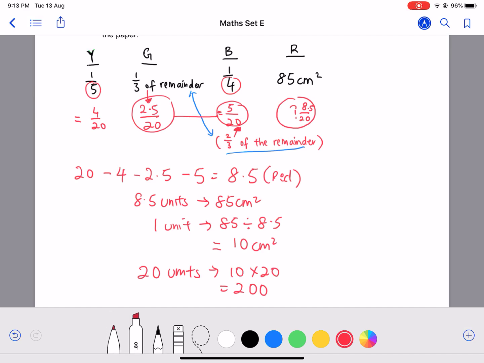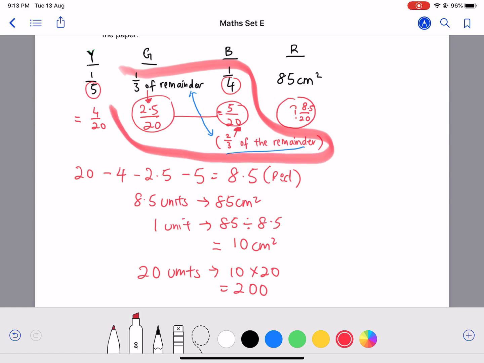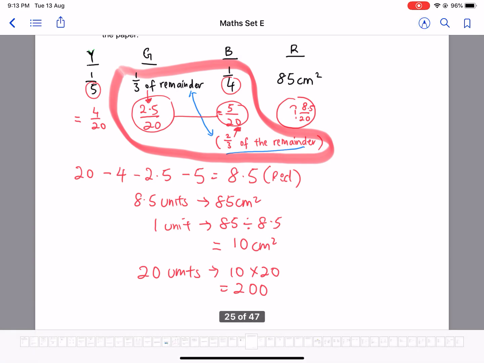Alright, I think the hidden information lies in here. If I know 5/20 stands for 2/3, then 1/3 must be half of 5/20, which is 2.5/20. Alright, so that gives me a lot of clues one by one. Alright, okay, so let's move on to the next question.